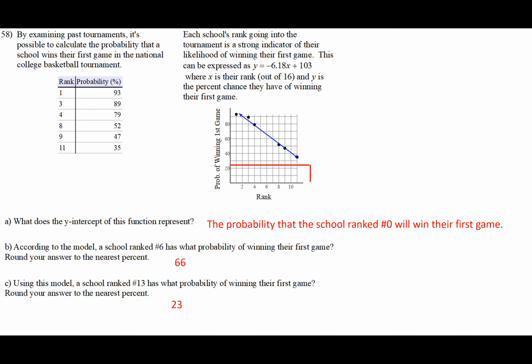I could ask you guys, there's a school that has a 70% chance of winning the first game, 70. I would expect you guys to give me about 5.2, 5.3, somewhere around there.